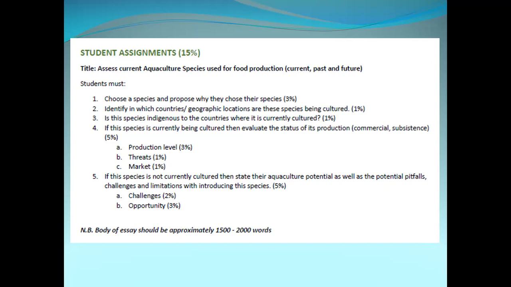So yes, you can start to think of different species, any species again in the world, right? You think about it, and then you have to check the applicability to the tropical environment. So it must be a warm water species as the only requirement.